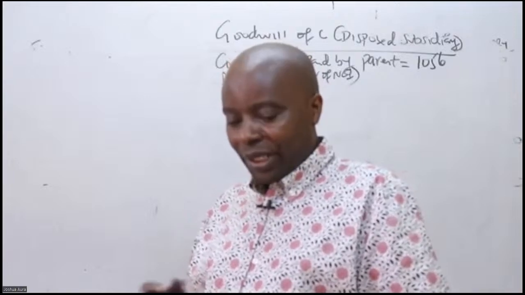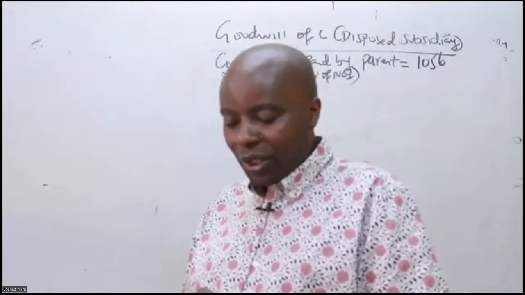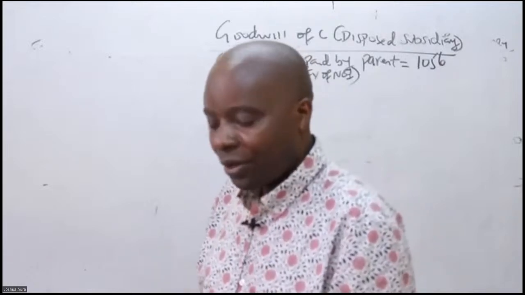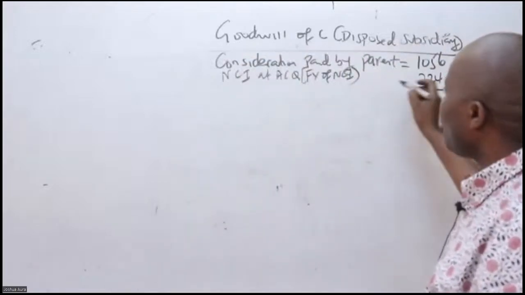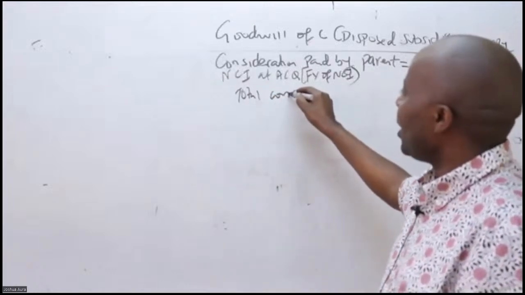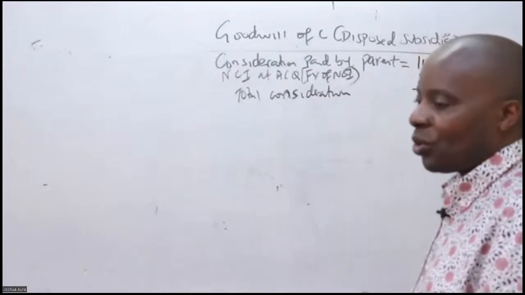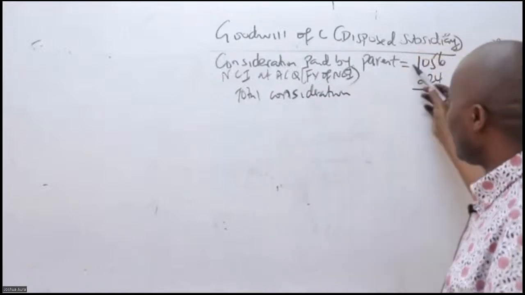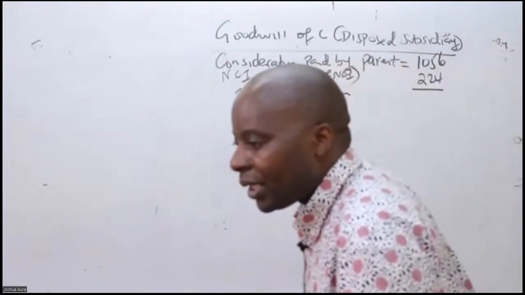Right? So in this case here, the fair value of NCI at acquisition is 224. So then what is the total consideration? Please add the two. In this case, it is 1280.